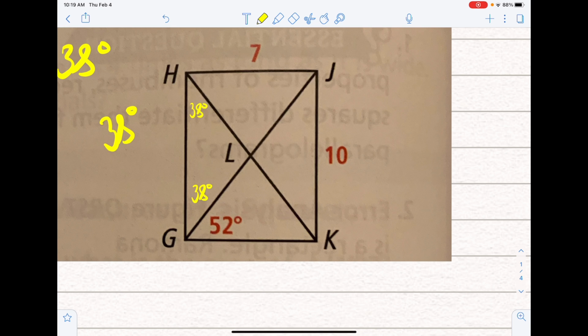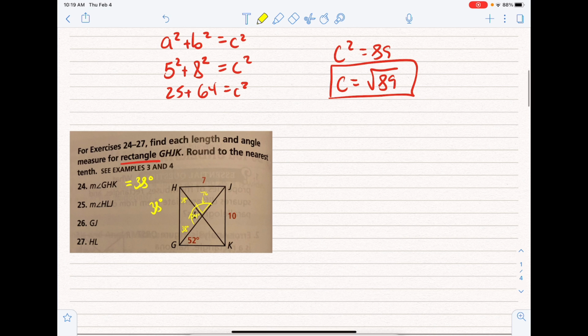Okay, so 38 and 38 is 76. All three angles must add up to be 180. So this one has to be 104 right here up in this top corner. But we're asked about HLJ, which is this one. Well, these two angles are supplementary angles. So we can take away the 104 from 180, and that's going to give us 76 for that one, okay? And so the measure of angle HLJ is 76. All right, now let's do GJ.